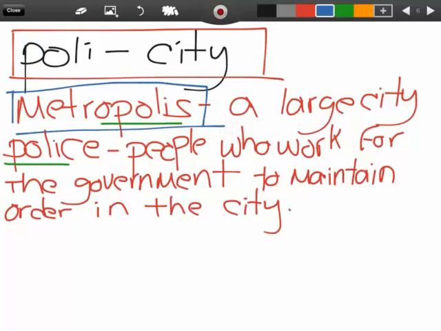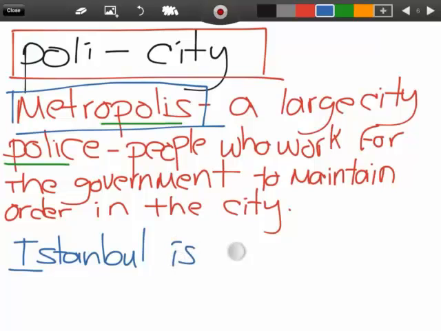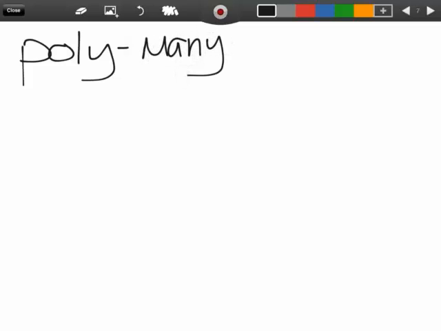I'm going to say Istanbul is a metropolis. Moving on to our next root is poly. Poly means many, more than once.